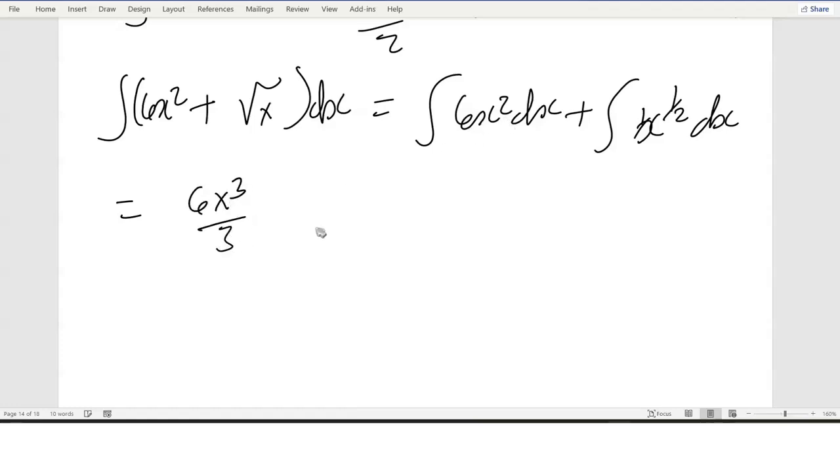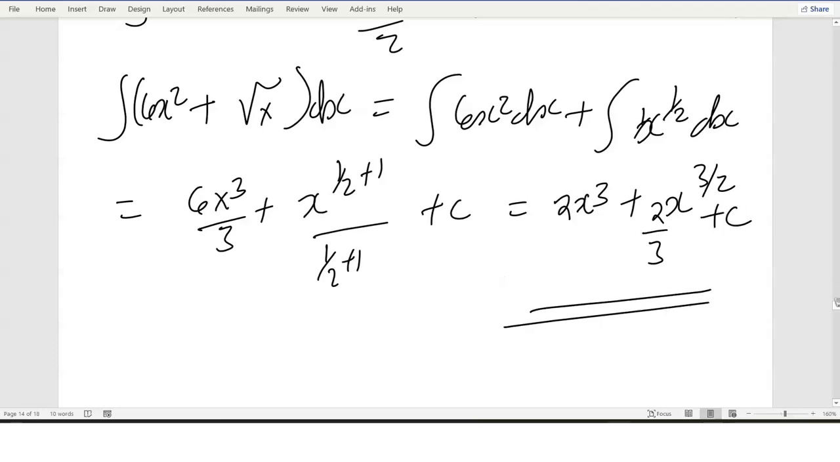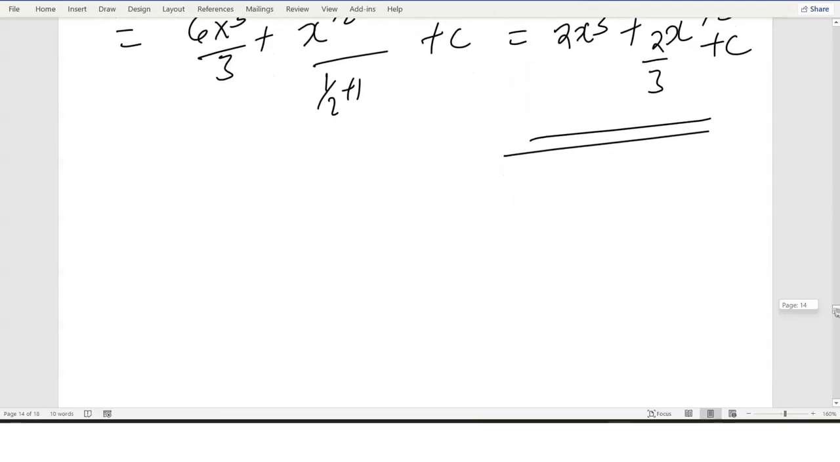This is going to be 6x cubed divided by 3, then plus x to the power a half plus 1 divided by a half plus 1, then plus c. This gives us 6 divided by 3 is 2, x cubed plus x to the power 3 out of 2. If we divide by 3 out of 2, I will have 2 out of 3, then plus c. That's how we can do indefinite integration.